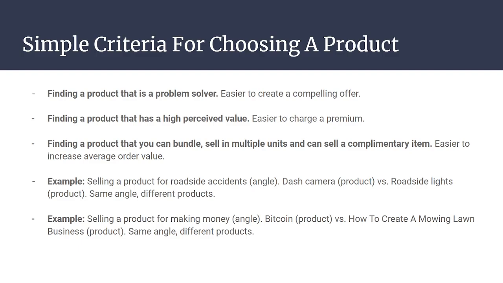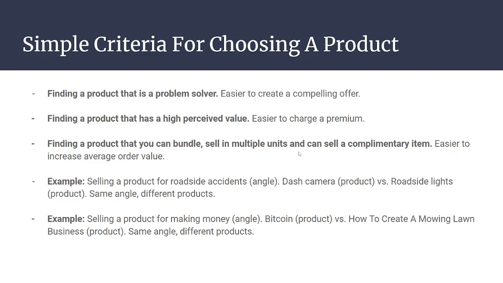Different products. However, if we take a look at the dash cam, it's a problem solver. They're both problem solvers. The dash cam has higher perceived value. It's easier to charge a premium, and you can sell a complementary item with a dash cam. Roadside lights, perceived value is hard to create around this product, right? It's easier to market a dash camera than it is roadside lights.